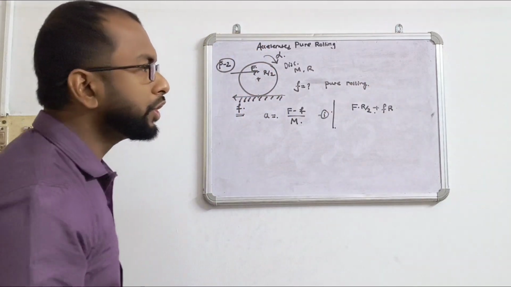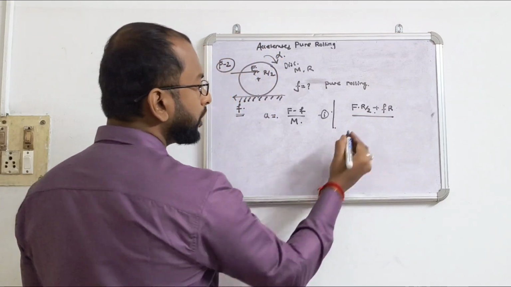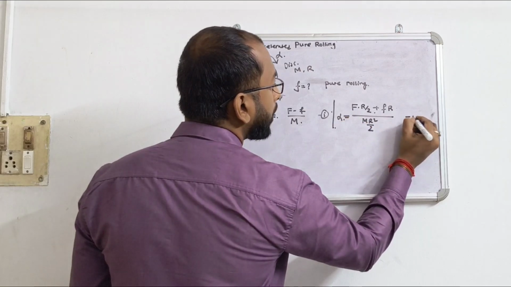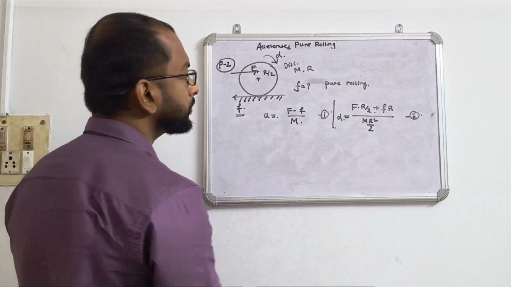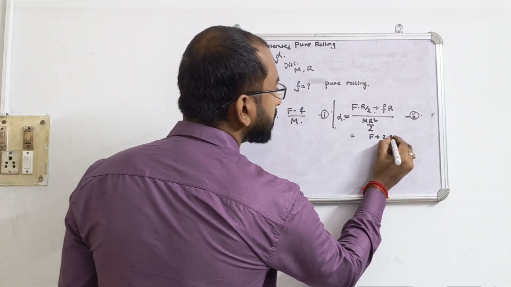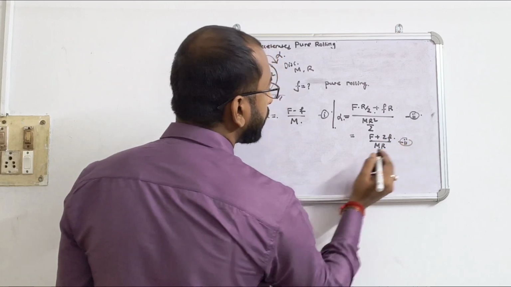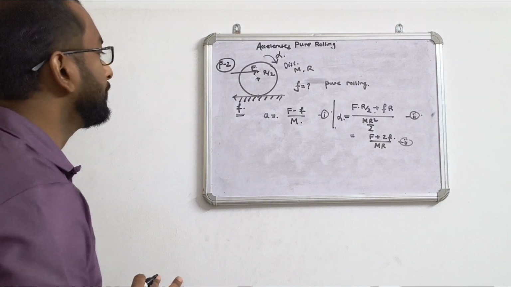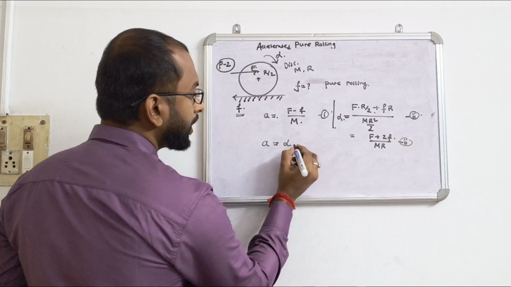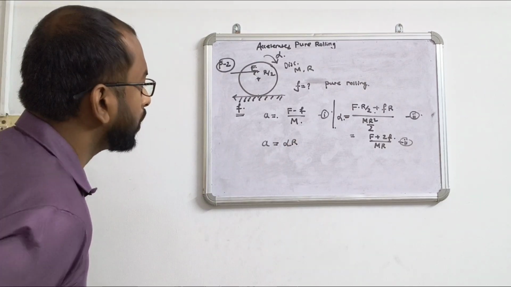That is the net clockwise torque divided by I, the moment of inertia, which is mr square by 2, and that is going to be our angular acceleration. So we can simplify this part and we can write F plus 2f by m into R as the value of the angular acceleration. Now in order to have pure rolling motion, in the case of accelerated pure rolling, this should be satisfied: a should be equal to alpha into R.